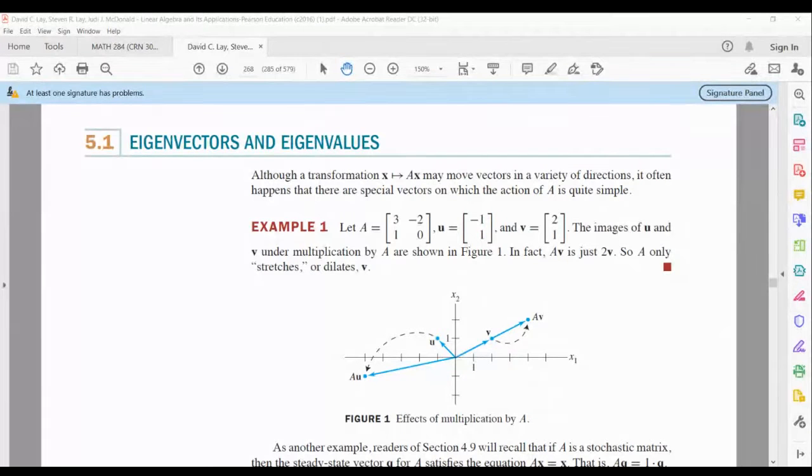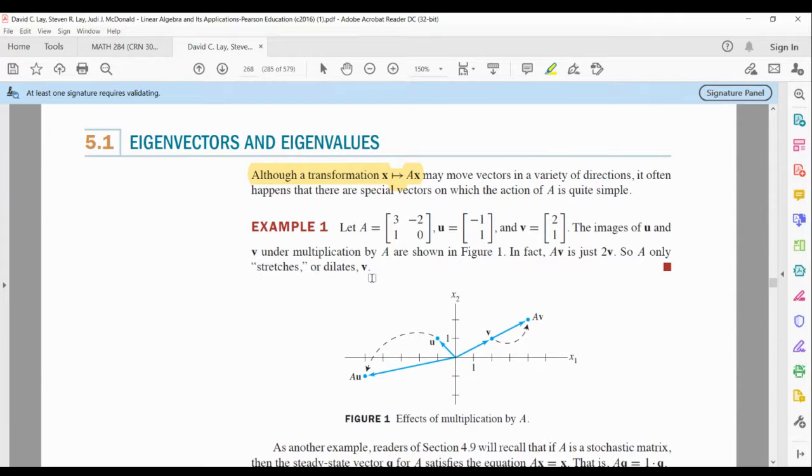Okay, so you have seen transformations before. You take a vector x, you multiply it by a matrix A, and you get a transformation. You could take a vector and rotate it. You could take a vector and reflect it about an axis, by multiplying by an appropriate matrix A.